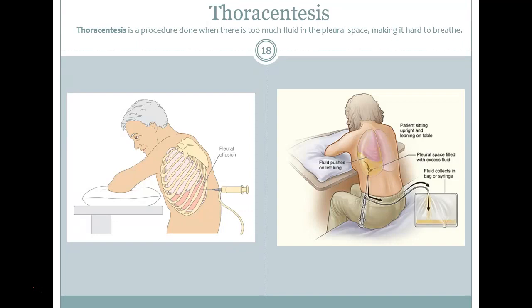There's another video that's attached to Canvas. It's really cool. It shows you a live patient getting what we call a tap, which is a thoracentesis, meaning we tap the lung and remove the fluid. It's kind of cool to watch that video and see that the relief on the patient's side is instant. As soon as that fluid is out, the patient can breathe much, much easier.